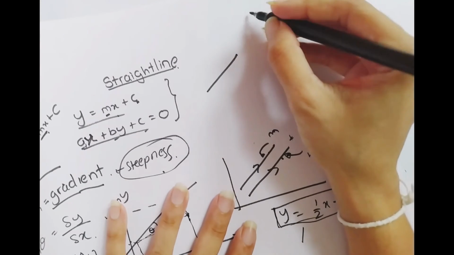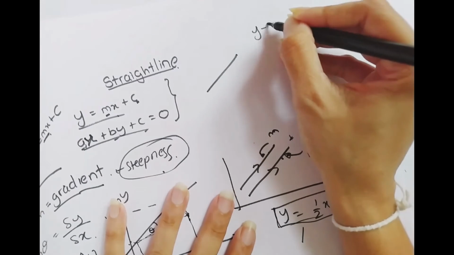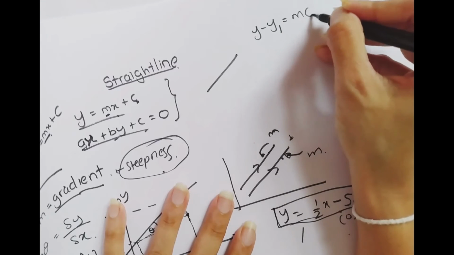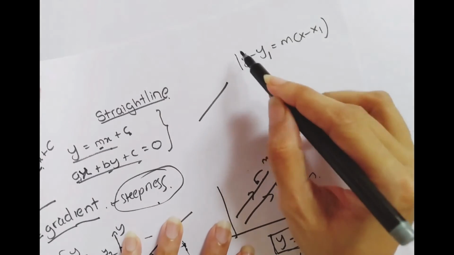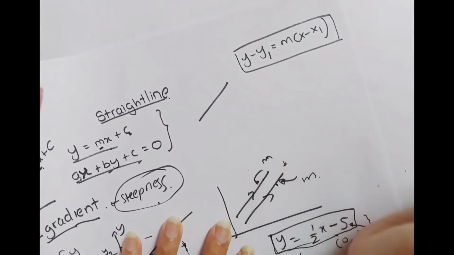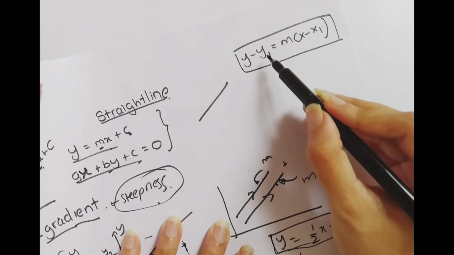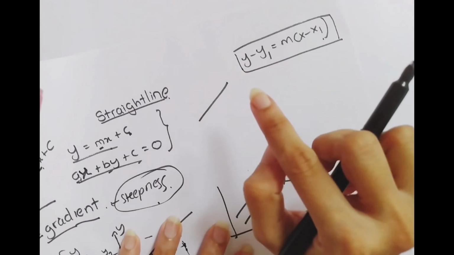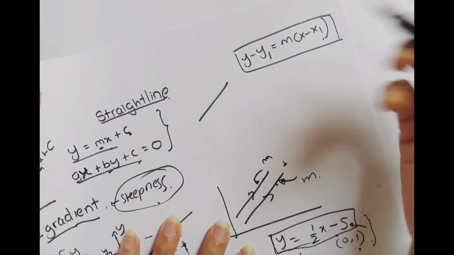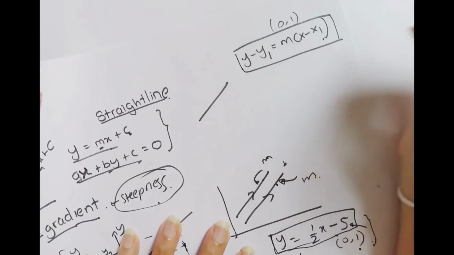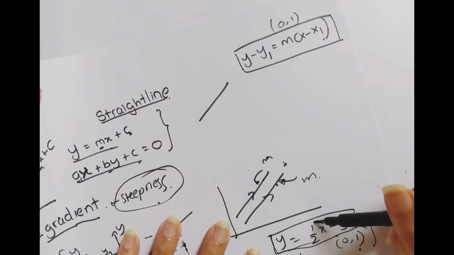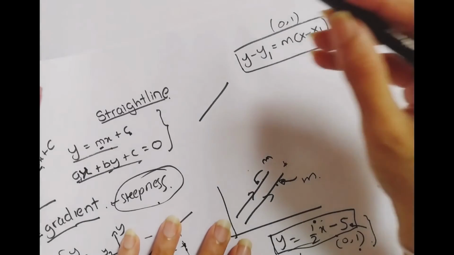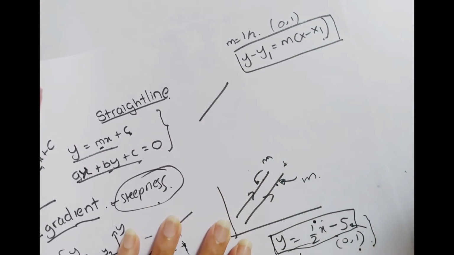We'll say y minus y1 equal m times x minus x1. This is the equation of the straight line, where x1 and y1 are the coordinates of a point on the line. In my case, I know (0, 1) is one coordinate. And what is my m? My m is the gradient of this equation, because these lines are parallel. So the gradient of this is half, and I know my m equals half.